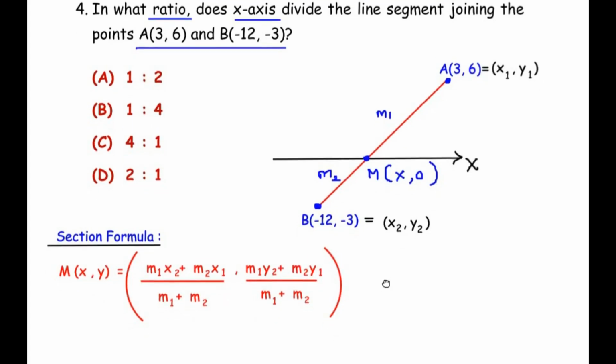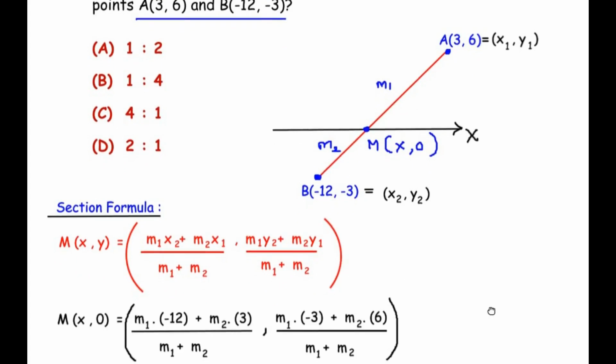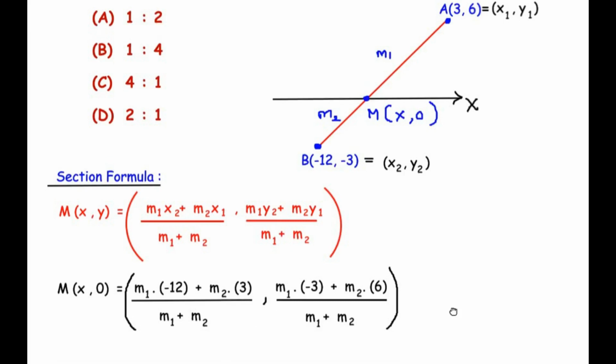So here x1 is going to be 3, y1 is 6, x2 is negative 12 and y2 is negative 3. So let me plug in here. The coordinates of M are also being substituted, that is M(x, y) is (x, 0), and we get m1 times negative 12 plus m2 times 3 over m1 plus m2, and m1 times negative 3 plus m2 times 6 over m1 plus m2. Now let us further simplify this.